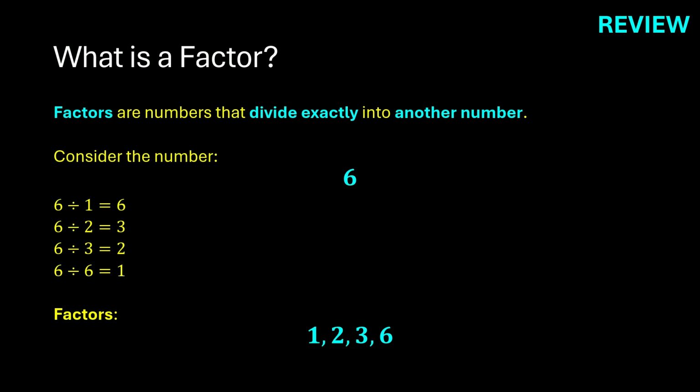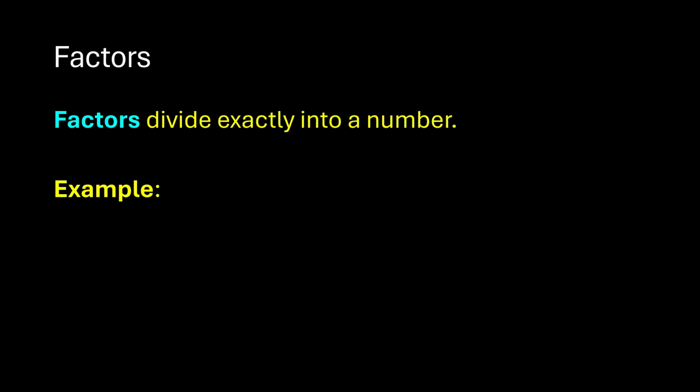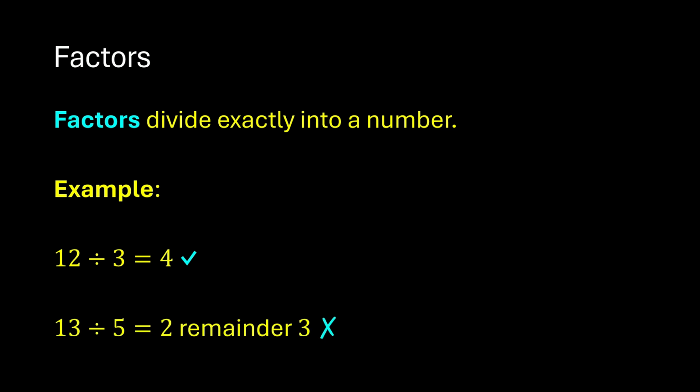Factors divide exactly into a number. So, for example, if we have 12 divided by 3, we obtain 4. In other words, 3 is a factor of 12. However, 13 divided by 5 equals 2 with remainder 3, which means that 5 is not a factor of 13.